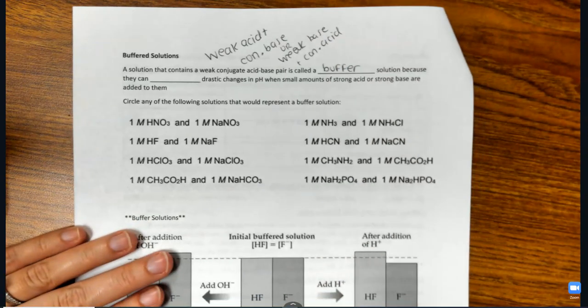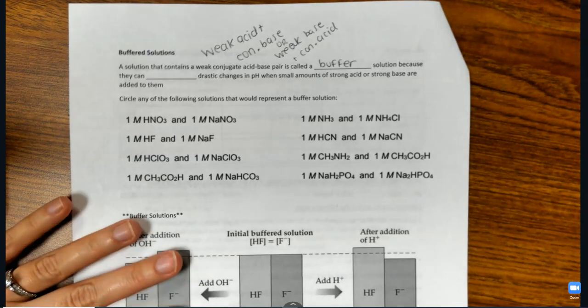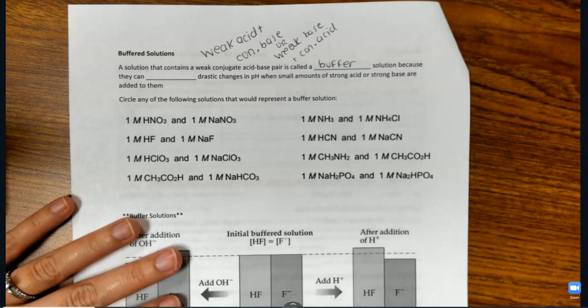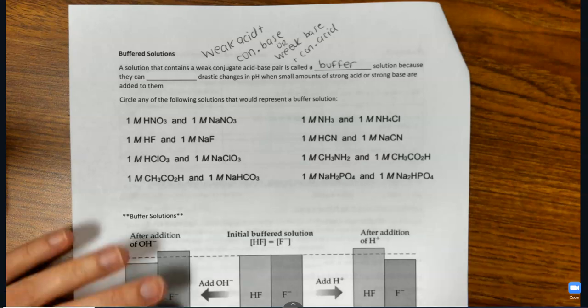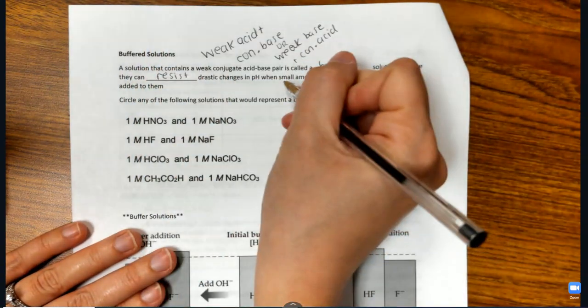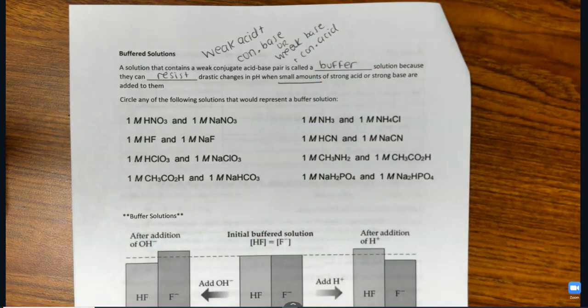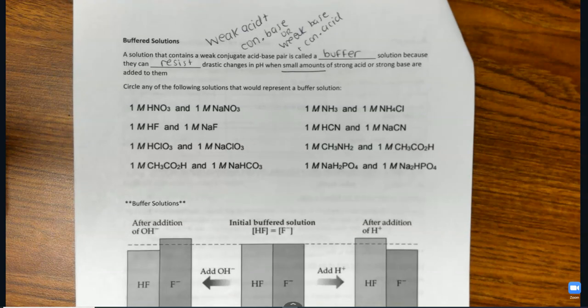So it needs to be a weak acid and its conjugate base or a weak base and its conjugate acid. And the only difference between an acid and its conjugate base, or a base and its conjugate acid, is one hydrogen ion. And what do buffers do? Why are they important? They're important because they resist changes to pH when you add small amounts of acid or base to them. Buffers are how our blood works. If you have a pool, your pool stays at the right pH because of buffers. They're really important.